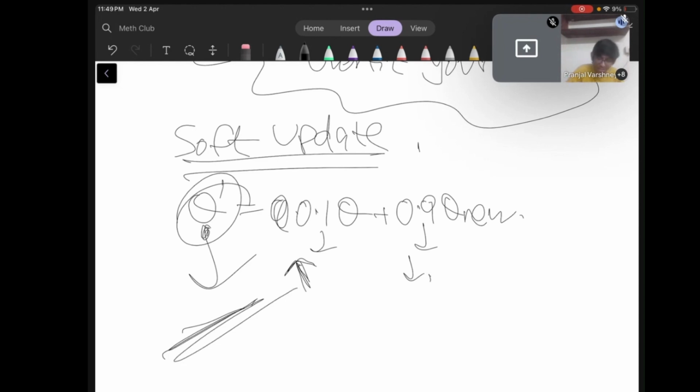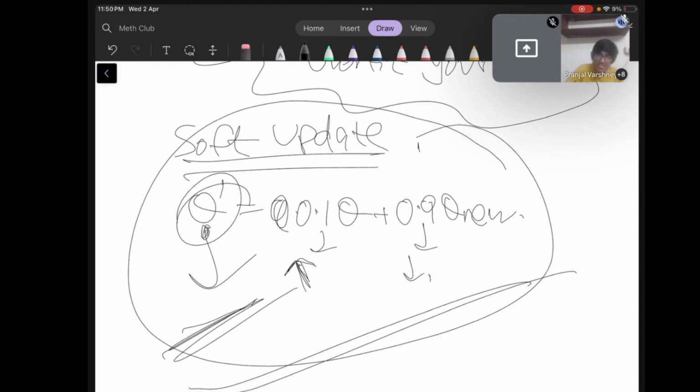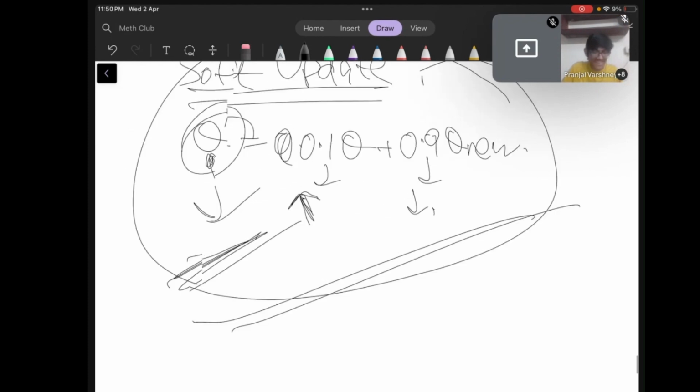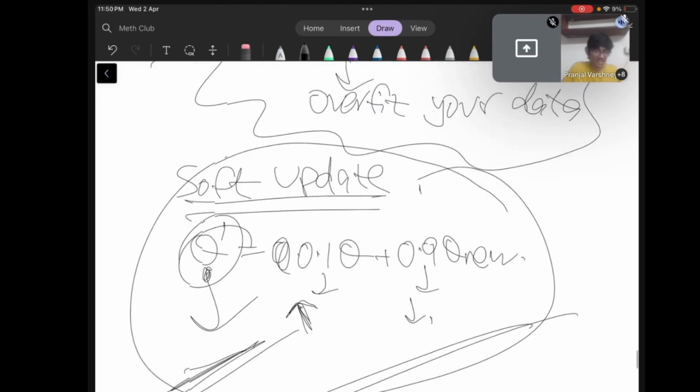Okay, so that is called a soft update. It's called soft because you are not drastically changing from Q to Q new. You are slowly changing it. It's soft update, not slow update. Okay, and there are many more algorithms, but for now I guess this is enough.